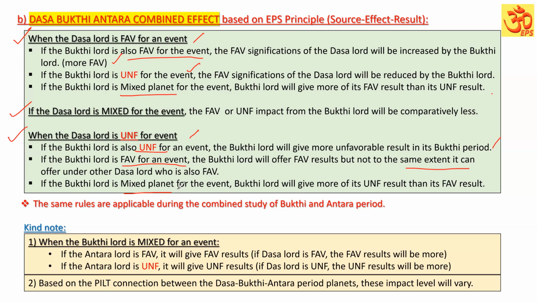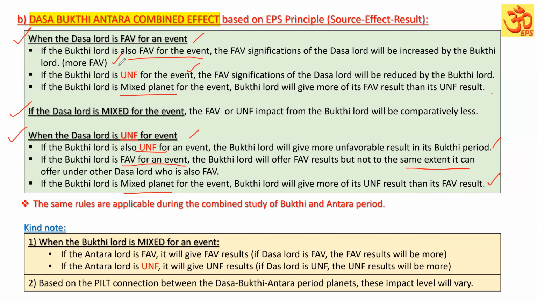If the Bugdi Lord is a mixed planet, it will give more of its unfavorable results than its favorable results because the Dasa Lord is unfavorable. Within the mixed Bugdi Lord we have unfavorable significations, and those unfavorable significations will get more support from the unfavorable Dasa Lord. So a mixed Bugdi Lord will give more unfavorable results than favorable results, though it is a mixed one. We have to keep that in mind.